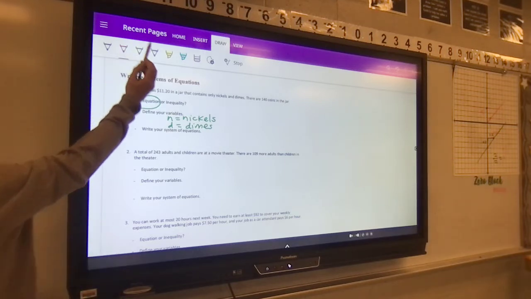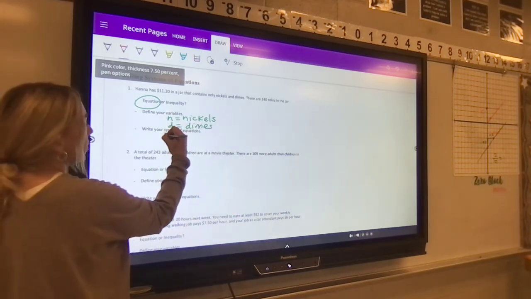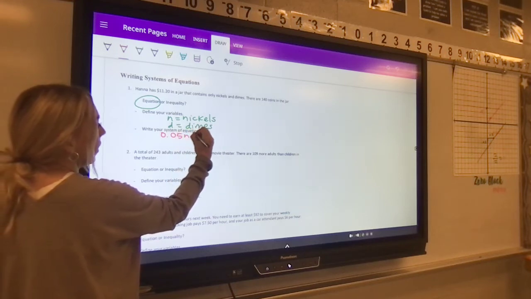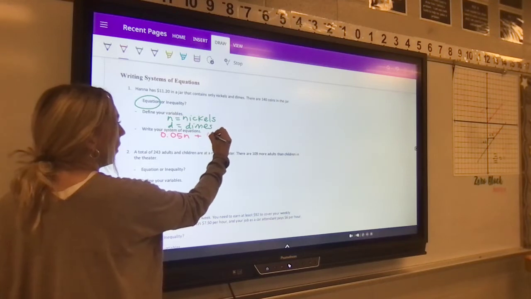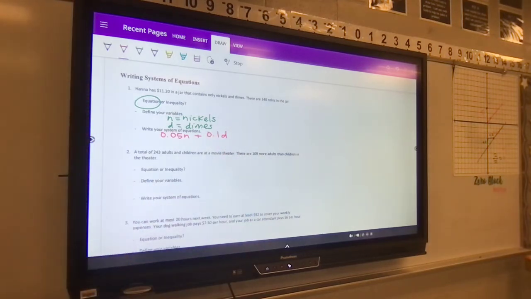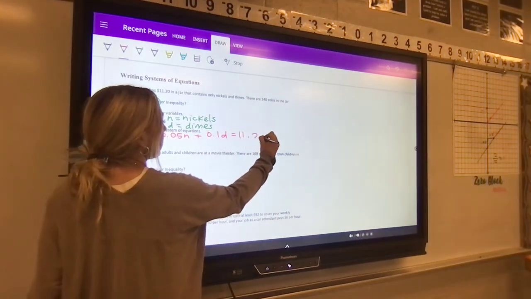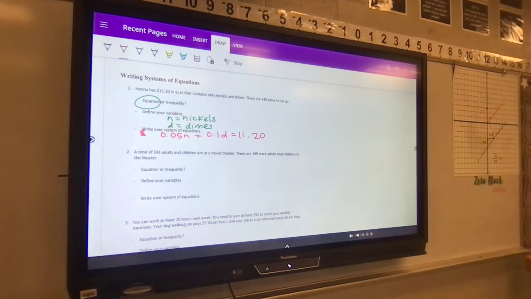So we have nickels. Well, how much is a nickel worth? 5 cents. So then we have 0.05n plus how much is a dime worth? 10 cents. So we have 0.1d, and then we know that it's a total of $11.20. So this equation represents all the money in this situation for Hannah.